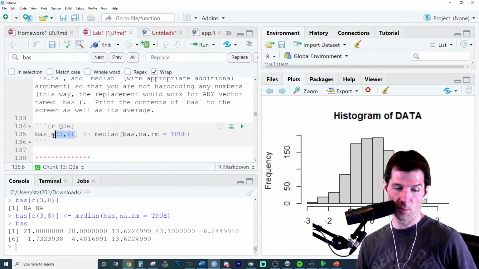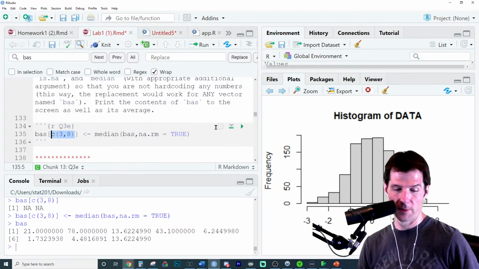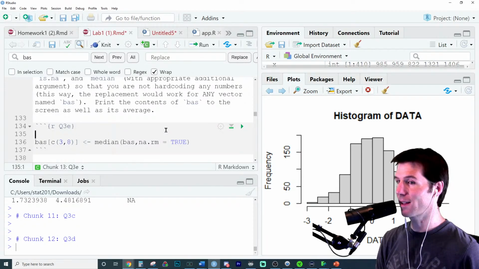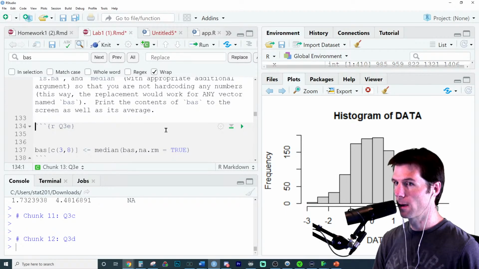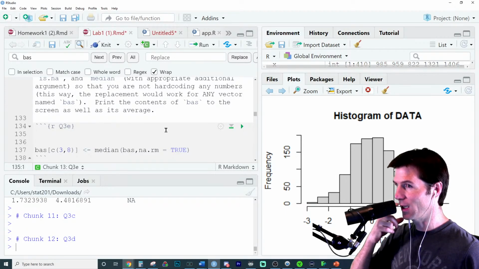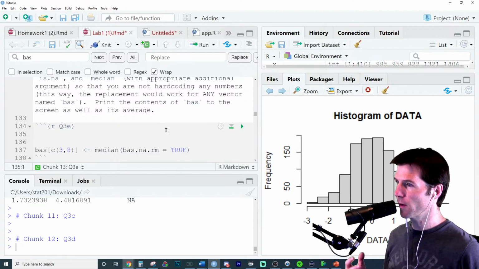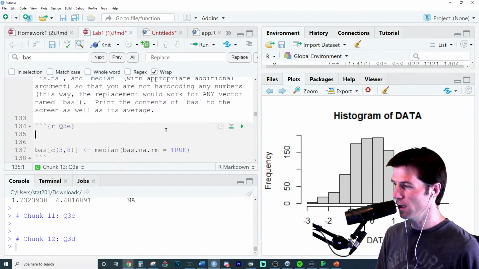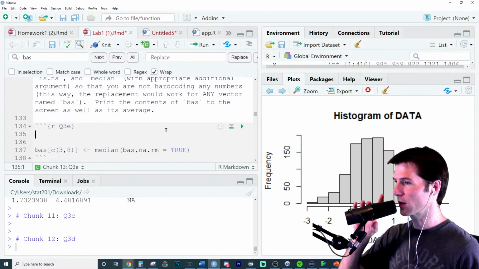We're looking to improve this portion right here. Instead of using those values, we don't want to hard-code them. Let's reload the data. So how can we find where the NAs are in the BAS vector? How can we find out if something is NA? How do we find out if something is missing?